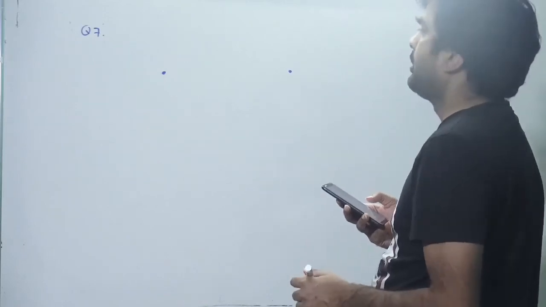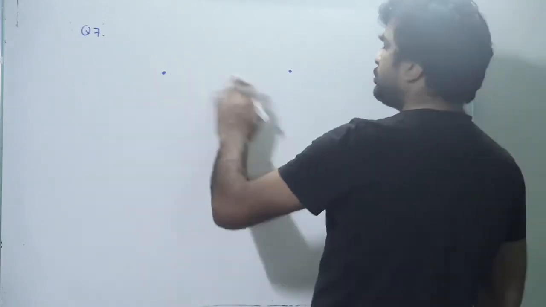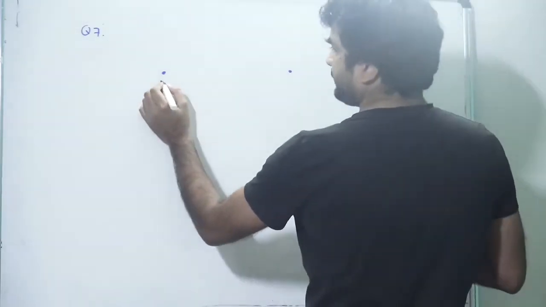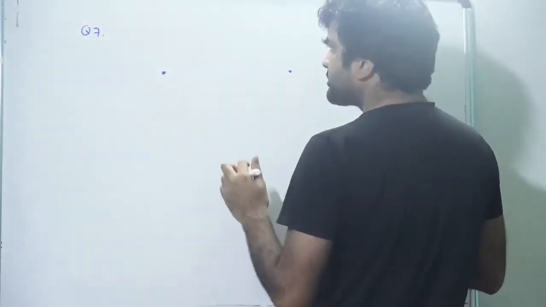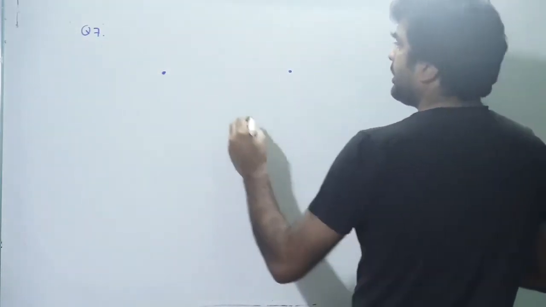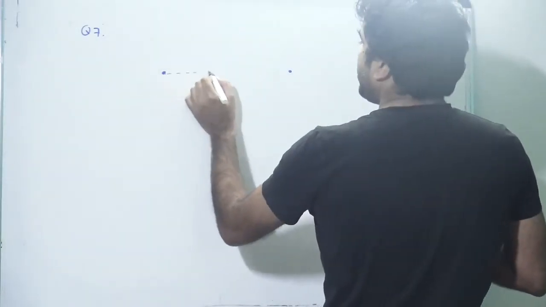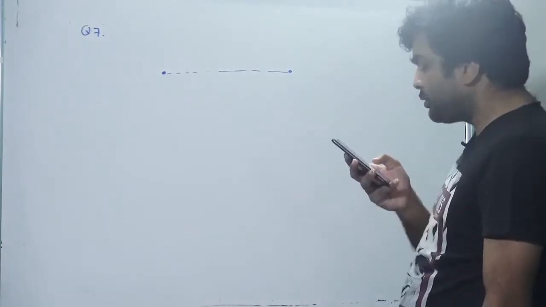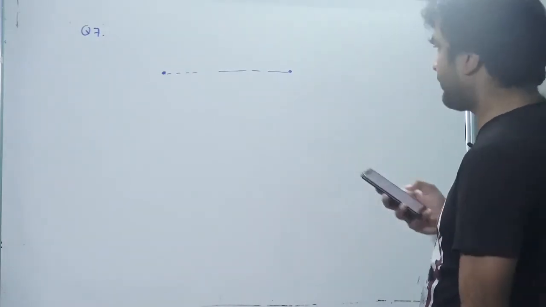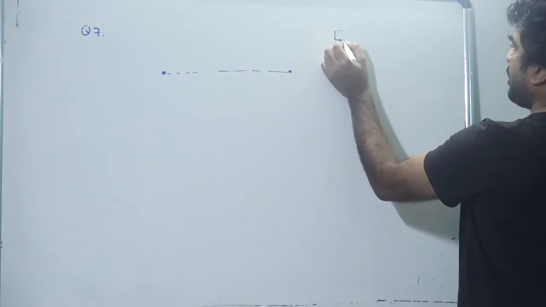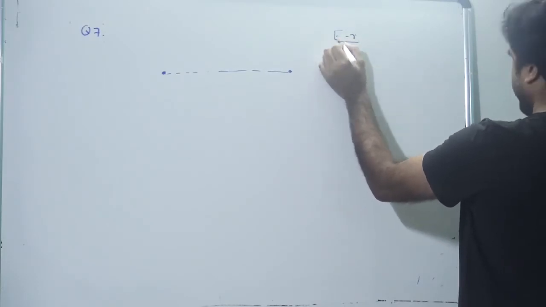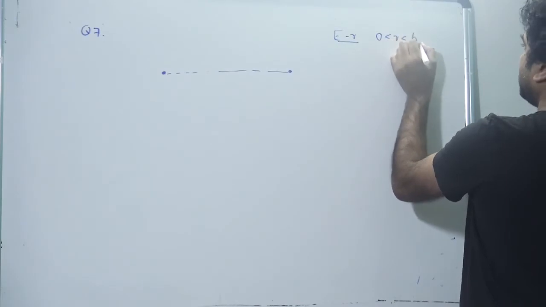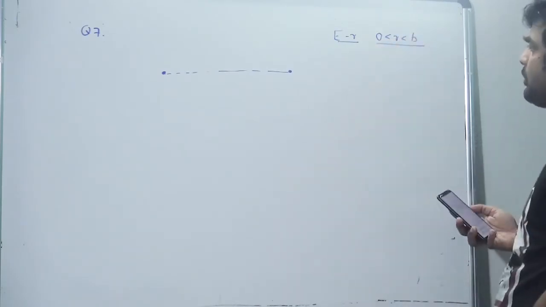Okay. So question number 7 is: there are 2 point charges separated by distance b. So these are the 2 point charges, the distance between them is b, and between the 2 charges we have to plot the magnitude of electric field versus r. So we have to plot the E versus r graph for r varying from 0 to b.